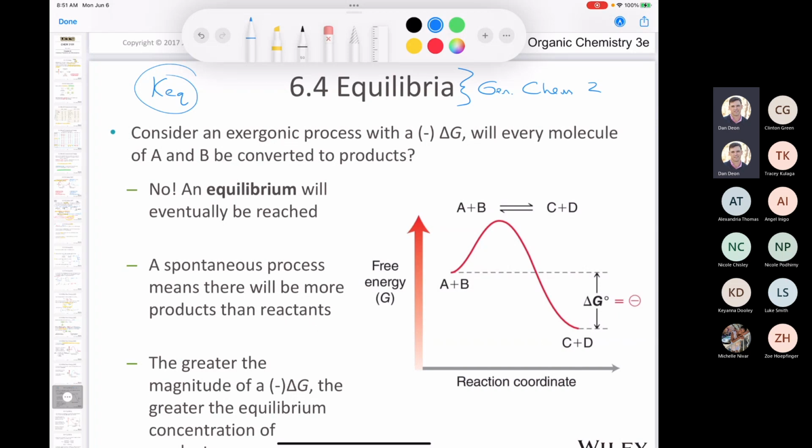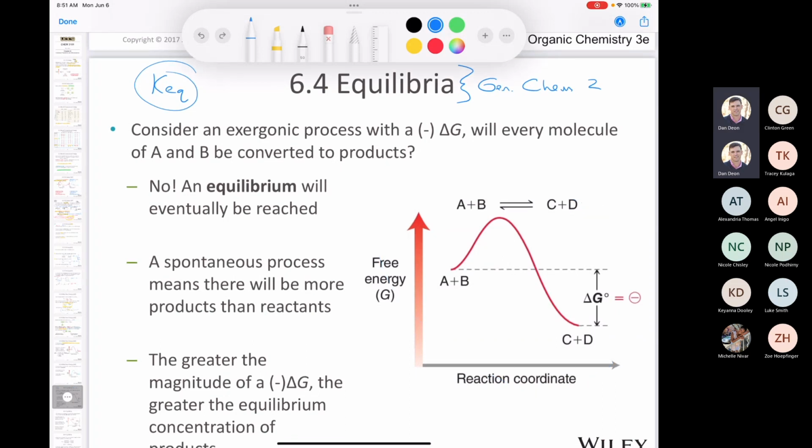So let's say we've got an exergonic process like the one that's here. And the question we want to ask ourselves is, delta G is negative. There's no arguing that. It's an exergonic process, but is every single molecule of A and B going to be converted into products? And the answer is not necessarily.